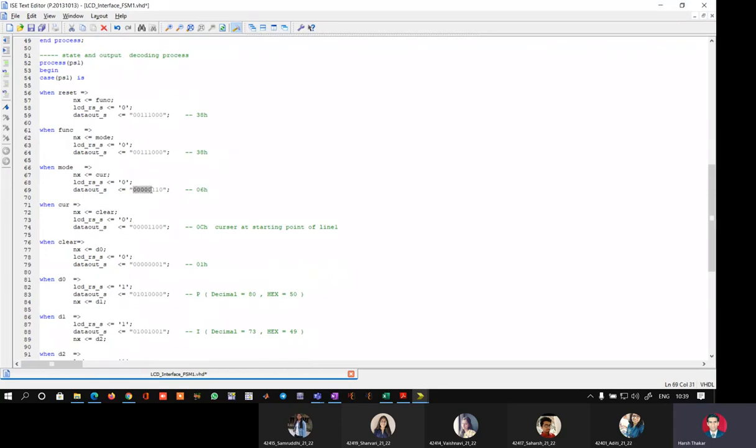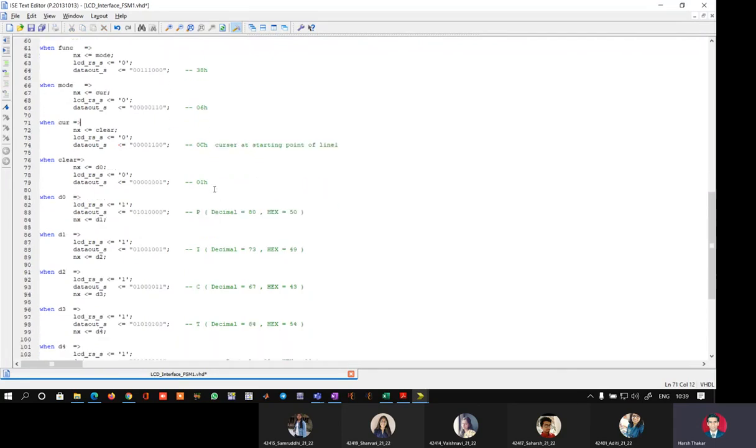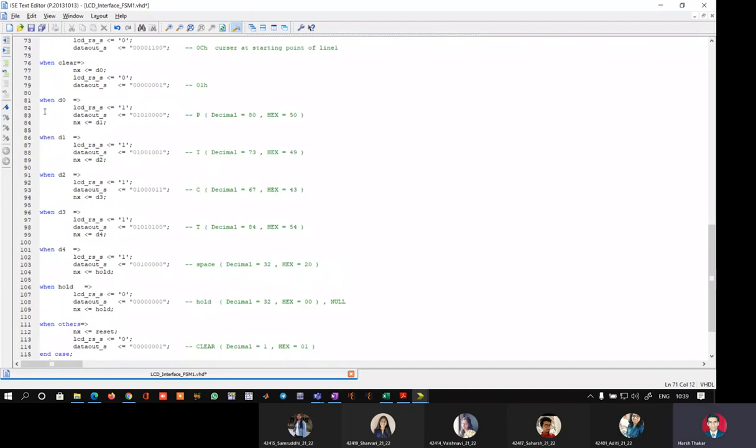Similarly, we have 06 hex. 0000110 is 0 and 6, and 06 hex means it is 6 decimal. Similarly, we can see here, students, on line number 83, I have written data_out_s is assigned 0101 and 0000. So what is 0101 and 0000? It is basically 50 hex, and 50 hex corresponds to 80 decimal. And if you see the ASCII chart, the character capital P has a value 80 decimal, which is nothing but hex 50.